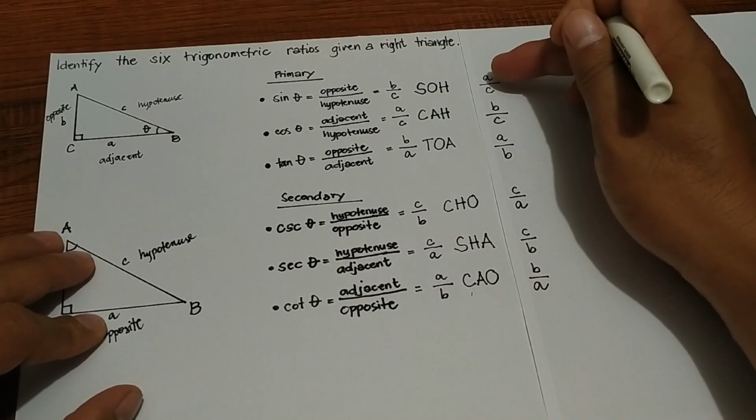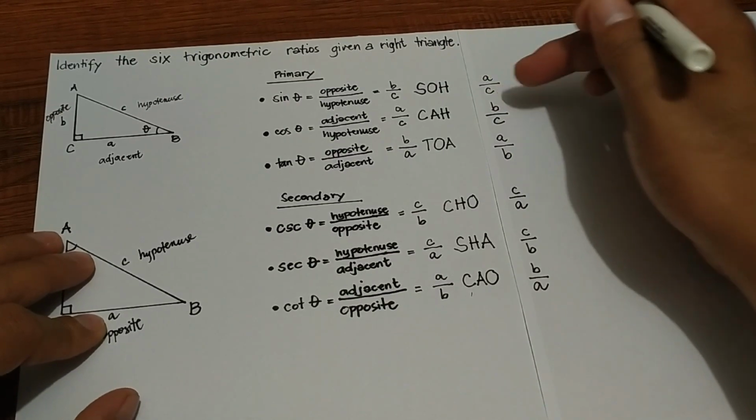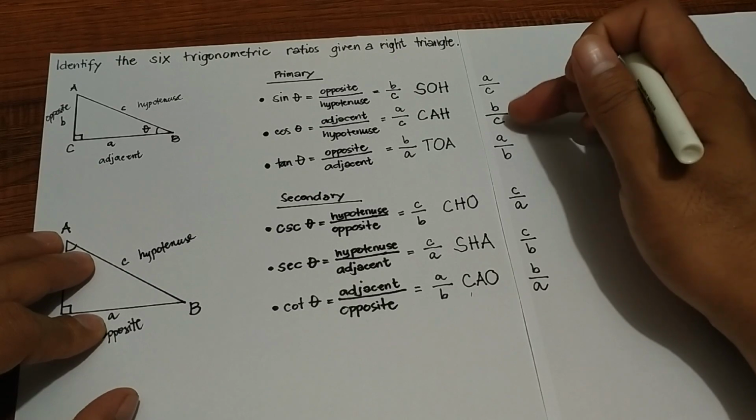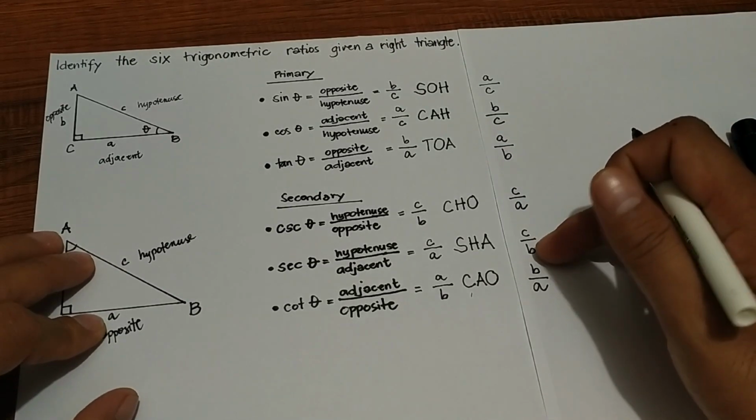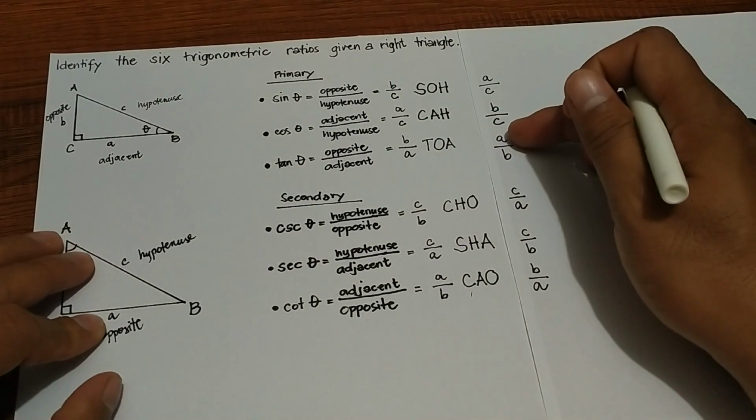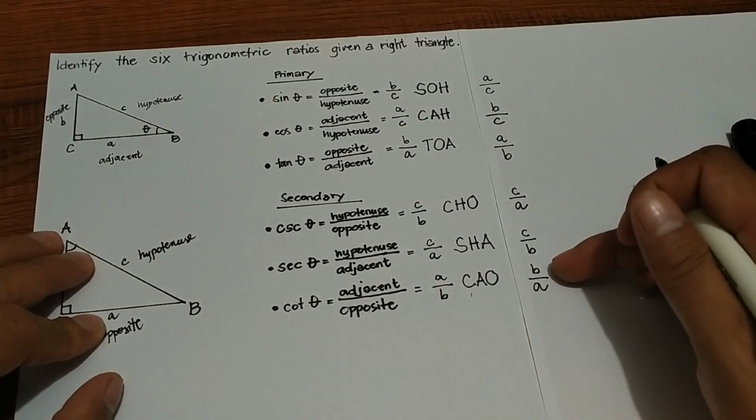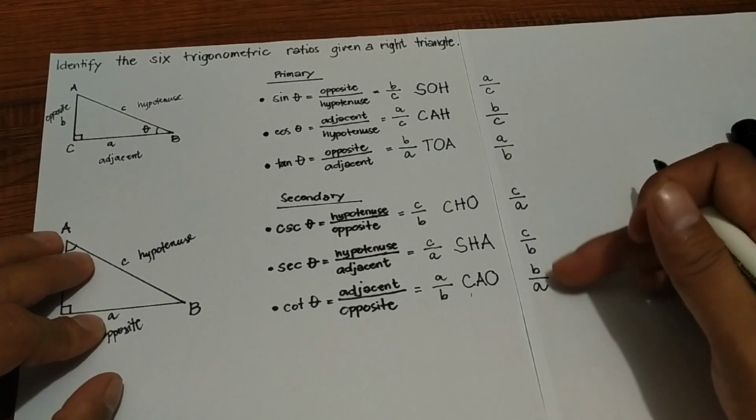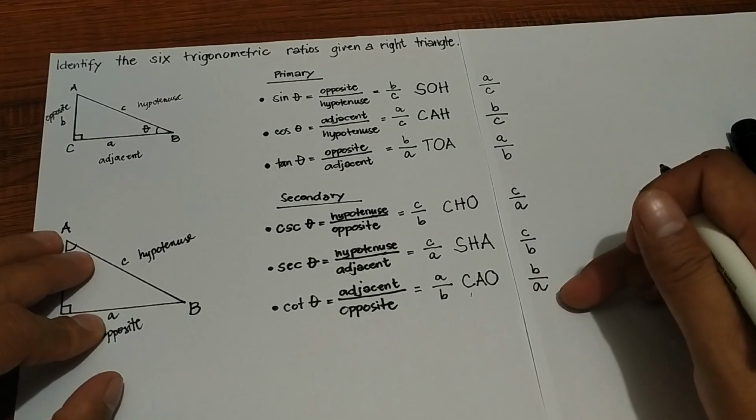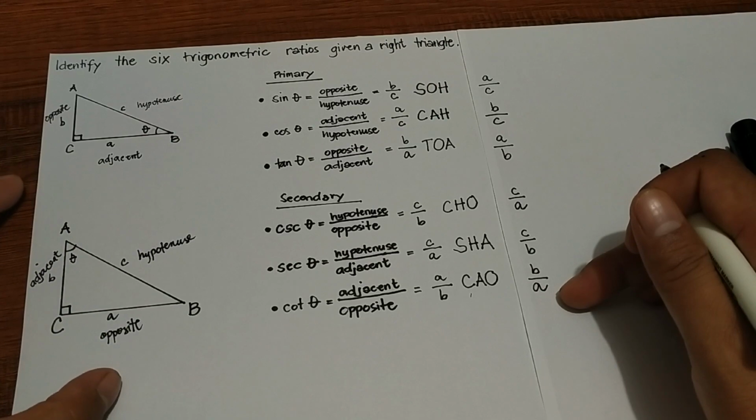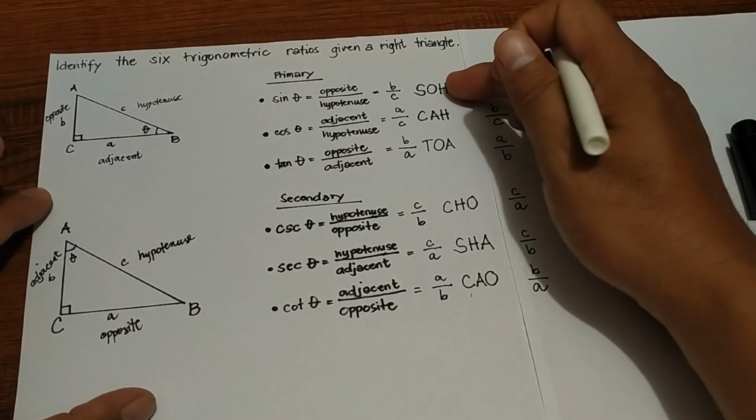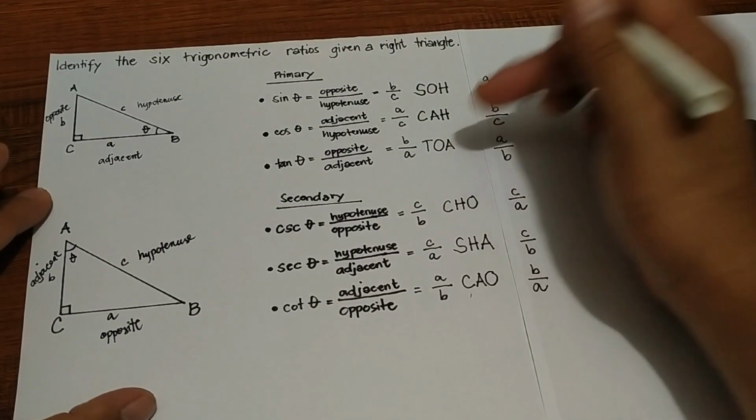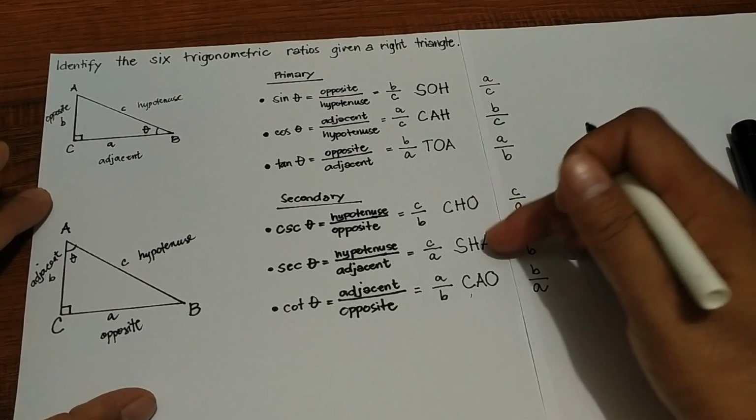For the primary, that is A over C. And for the cosine, we have B over C, and the reciprocal is C over B. For the tangent, we have A over B. In here, for the cotangent, you would have B over A. Is that clear now? Okay. So I think that is very, very easy for us to identify. Just always remember that we have this mnemonic device: SOH-CAH-TOA, and CSC, SEC, COT.